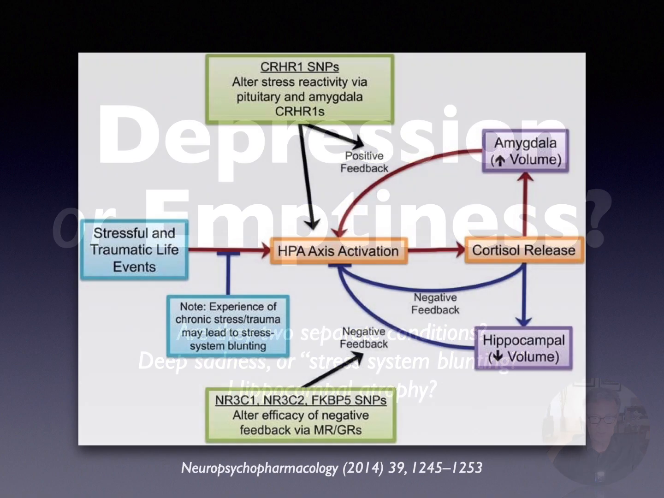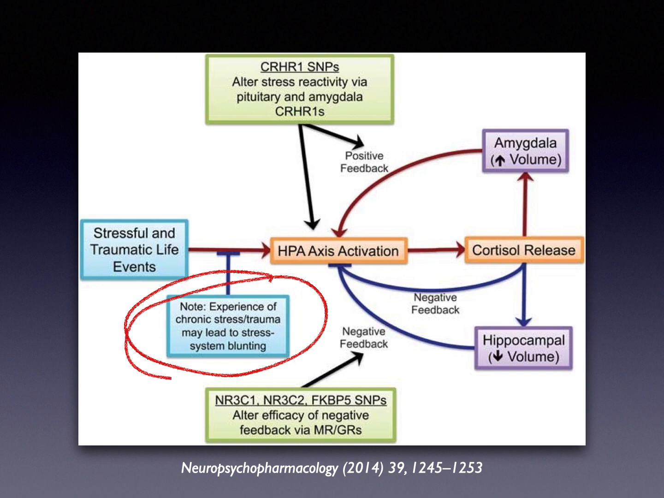This slide, we looked at it before. I want to emphasize this again. The people doing this research note experience of chronic stress, not trauma. That's not true, in my opinion. May lead to stress system blunting. They really should have an arrow from the hippocampal volume decrease box on the right over to this one, because that's what happens. That hippocampus shrinks and a person has stress system blunting.